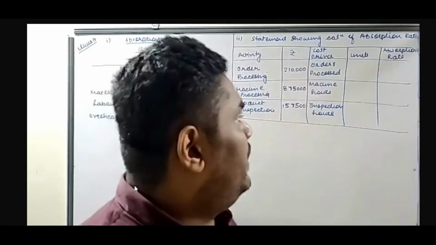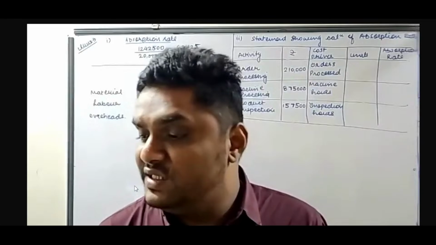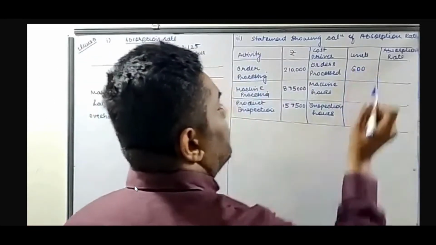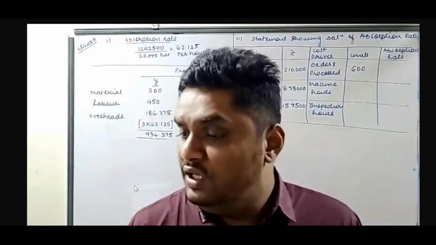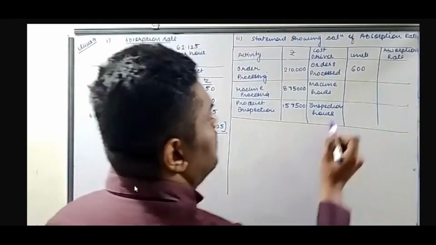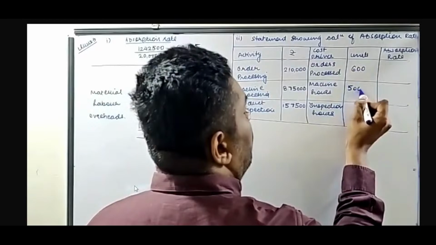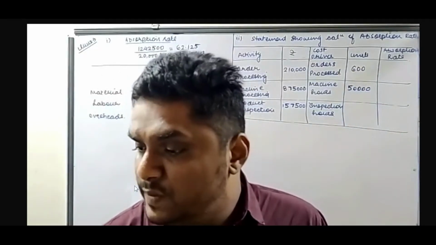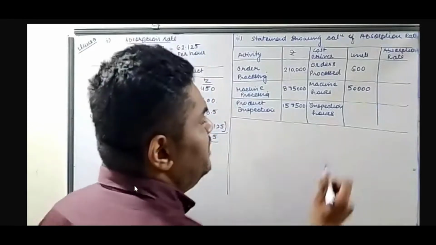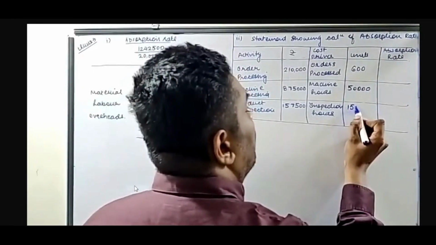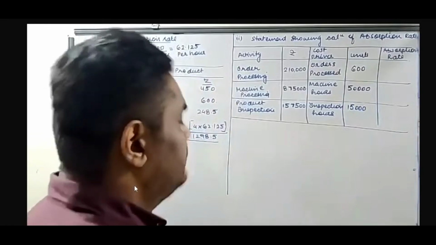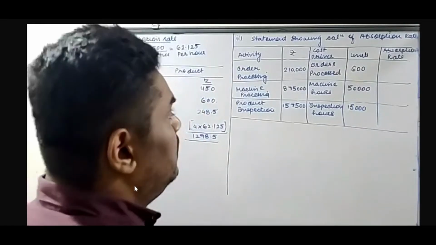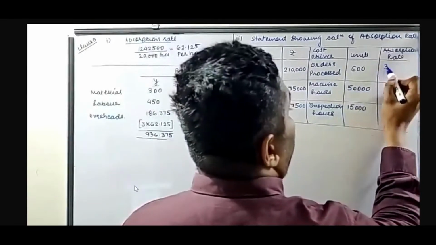When talking about the orders processed, it is straight away given that a total of 600 orders were processed. The total machine hours worked is 50,000. And the inspection hours are also given, 15,000. So 2,10,000 divided by 600 will be 350 per order.